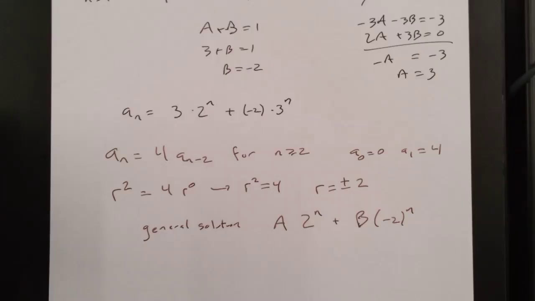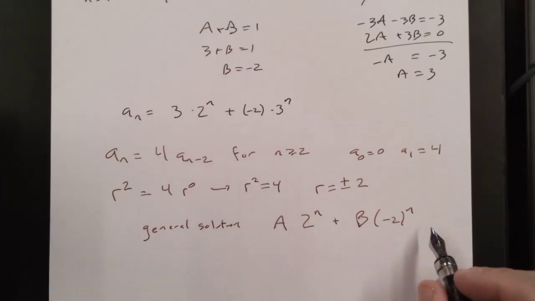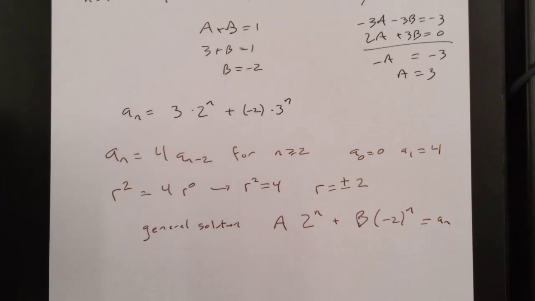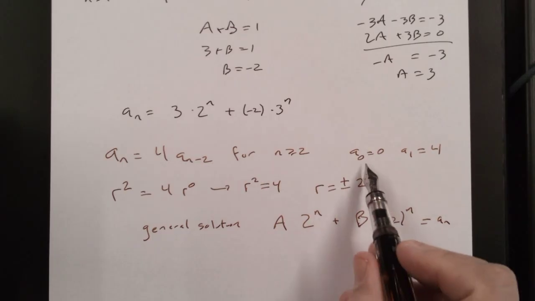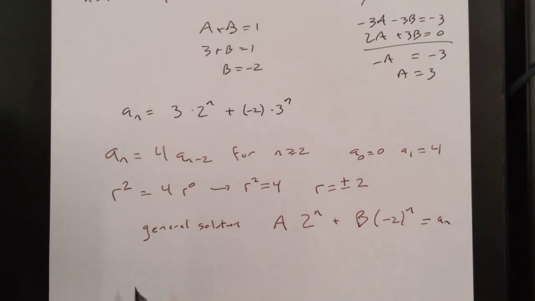Now I got to find A and B. This is what I believe AN should look like. This is A0. A0 is 0. Put in a 0 here, and I get A times 2 to the 0 and B times negative 2 to the 0. What equation does that render?